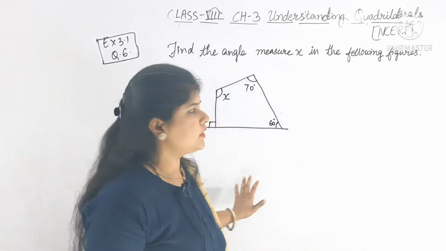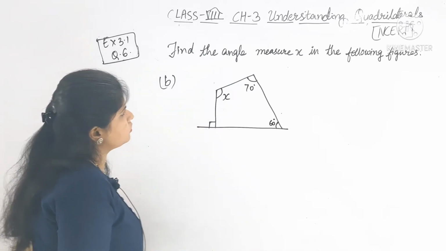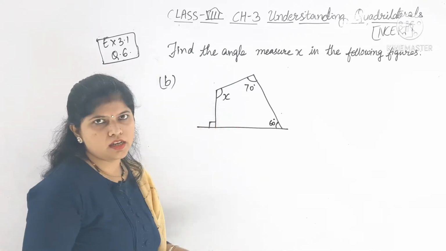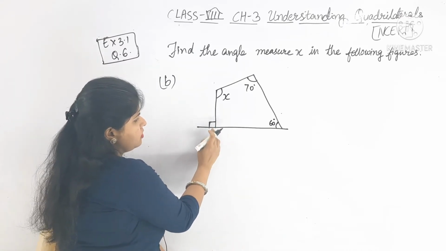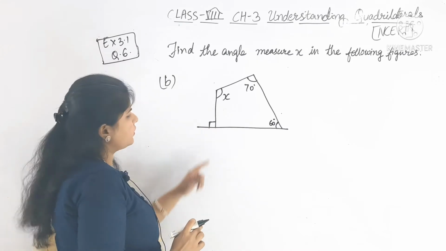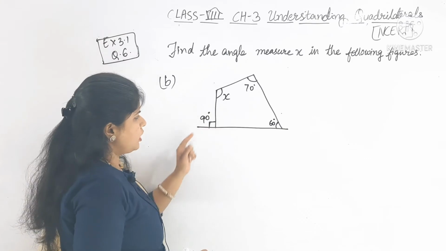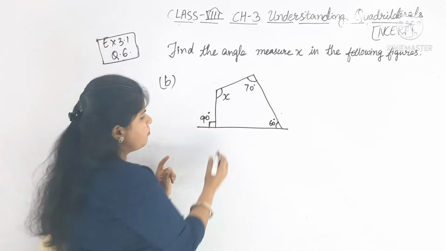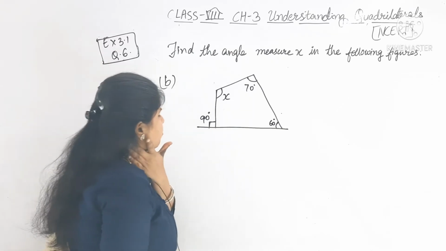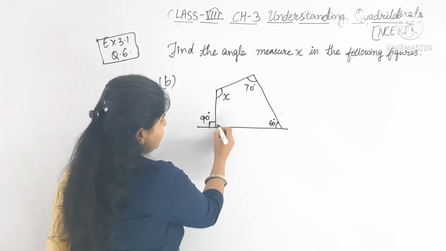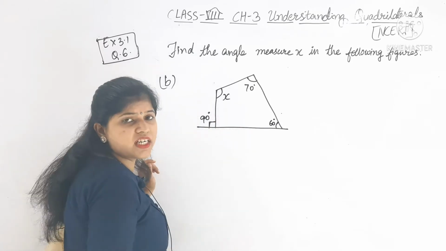Okay students, let's see the B part of question number 6. Here also we have to measure this angle x. Here you can see that this angle is represented by a square, which means it is 90 degrees. It may not be given as 90 degrees, but the angle is drawn in the square form, so it means 90 degrees. Here nothing is given in this angle and we have to find this angle x.